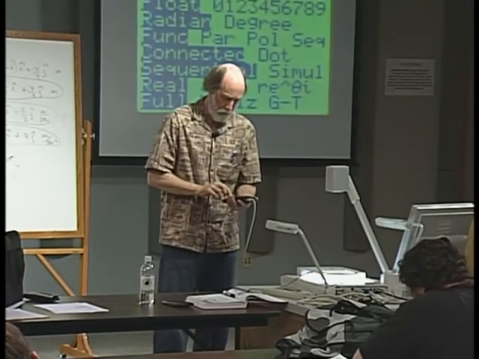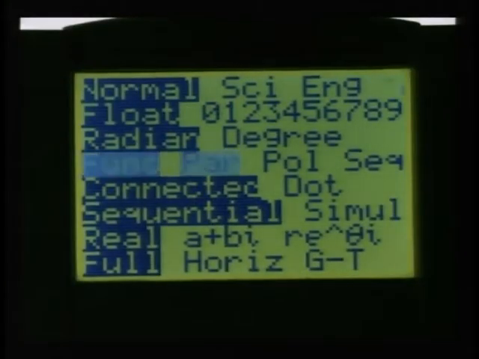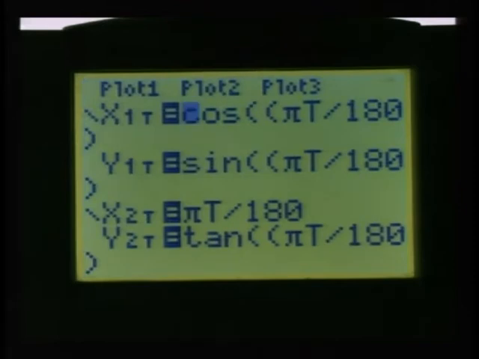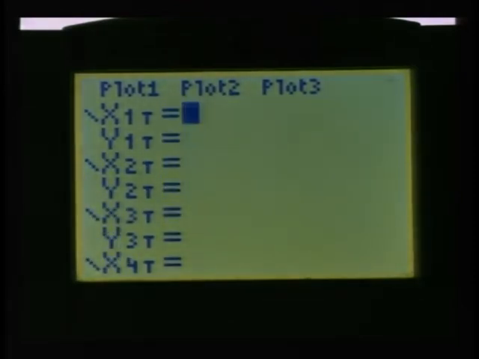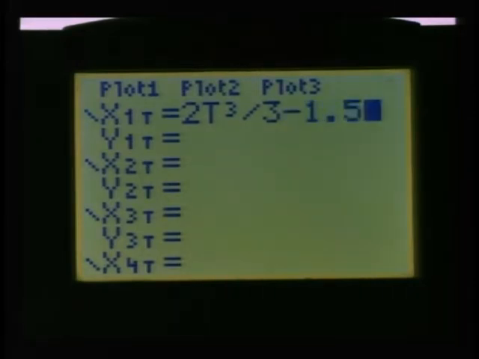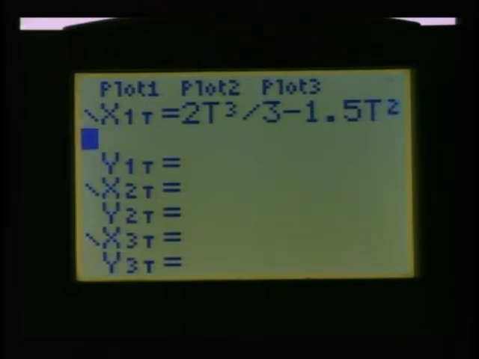And go into, you can just take notes on this if you wish and jot some numbers down, parametric mode. And we'll enter this X profile, which is 2/3 of t cubed, and subtracting from that 1.5 t squared. And then the y profile is t to the 4th power divided by 12.